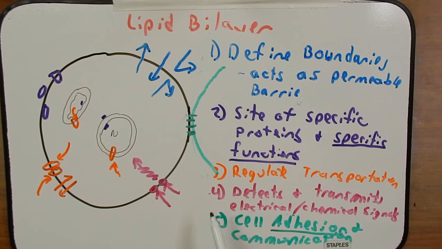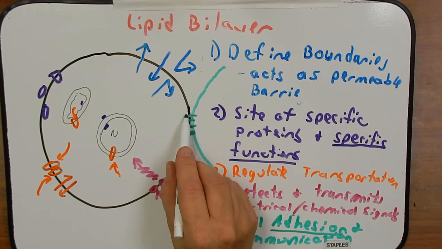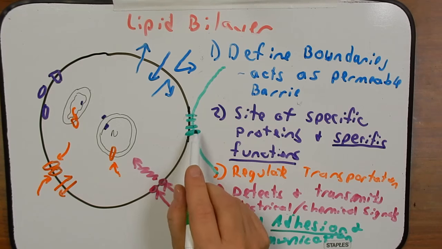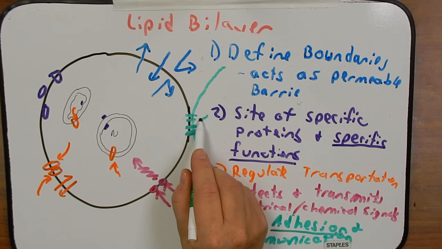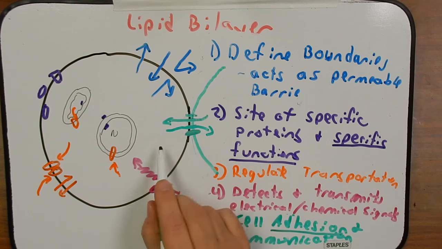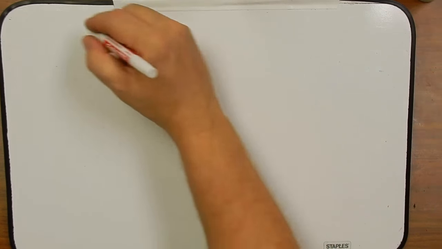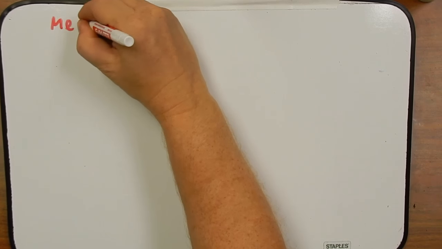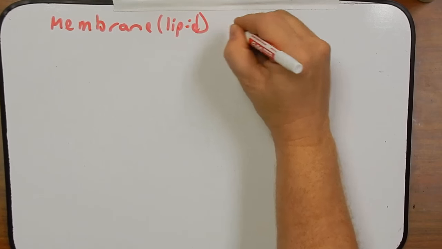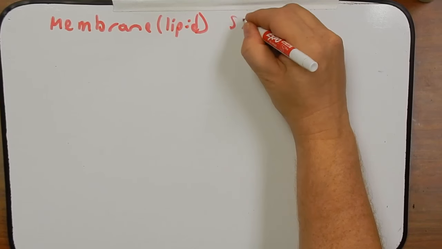occludins. In addition to that, some of these junctions are known as gap junctions. We'll talk more about those later. But they allow for the transport of small chemicals from one cell to the other. So those were just some of the functions of the membranes. But now I want to get more into the lipid part of the membrane structure.